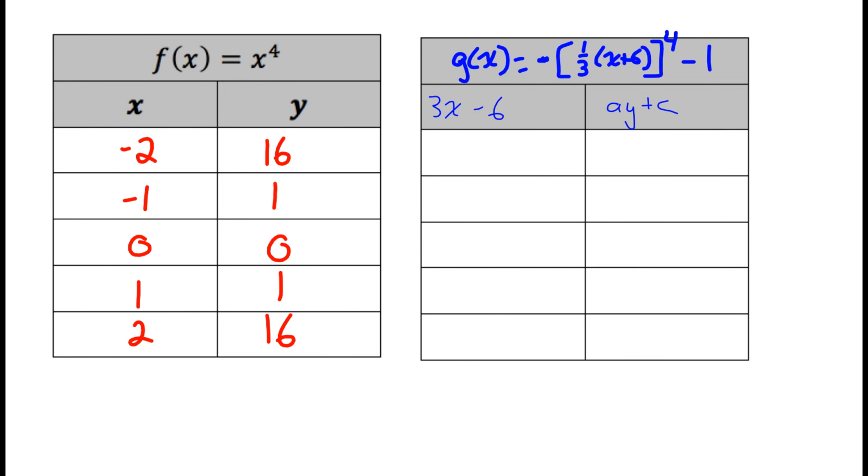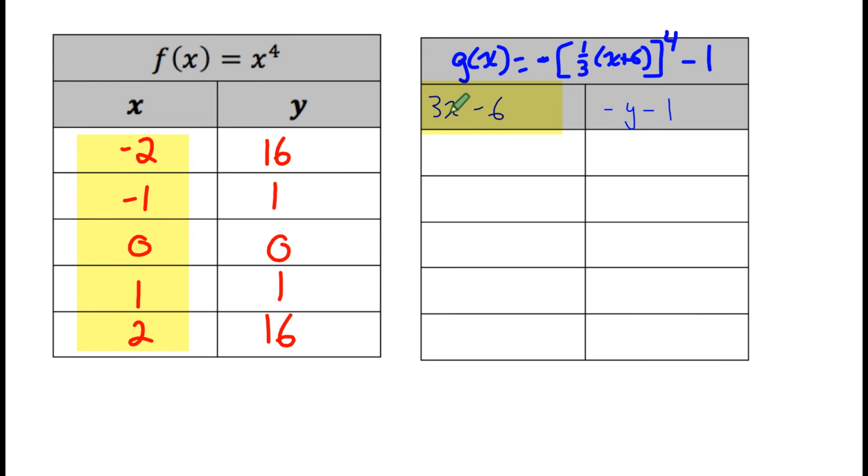And ay plus c, well, a is negative 1, and c is also negative 1, so it's negative y minus 1. This will perform the correct transformations to these points. So take each of the x values, plug them into 3x minus 6. Take each of the y values, plug them into negative y minus 1. And let's see what we get.